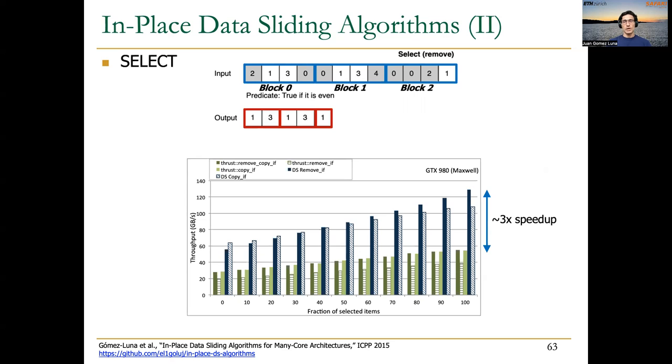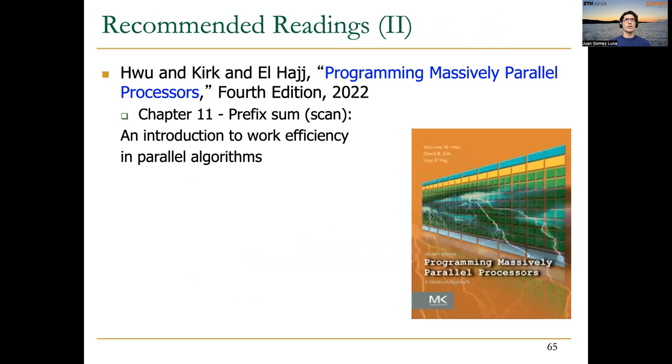And by using the adjacent block synchronization, we can make an operation like select or string compaction almost achieve the maximum throughput that the memory bandwidth can provide. For more details, I refer you to the paper and the code that is also publicly available.